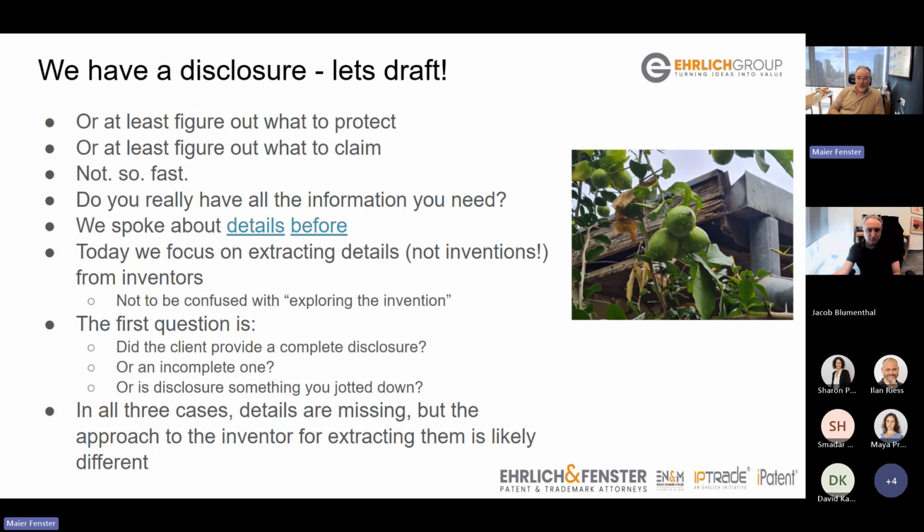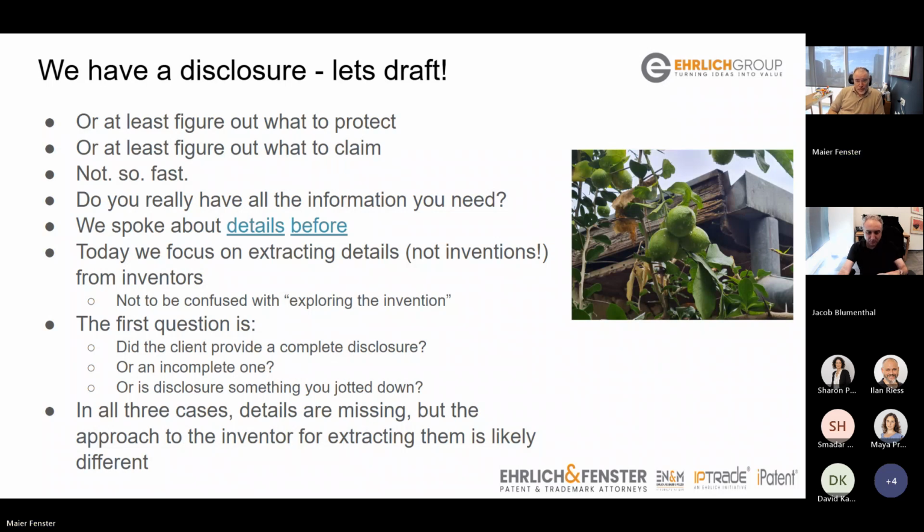Now, I've spoken about details in patent applications before, but what I want to talk about today is the act and the problem with extracting details from inventors. And I'm talking about details. I'm not talking about inventions. I'm not talking about invention mining. And I'm definitely not talking about exploring the invention where you work with the client to figure out maybe what he did actually invent. This is just about getting all of the details you need in order to do these things.